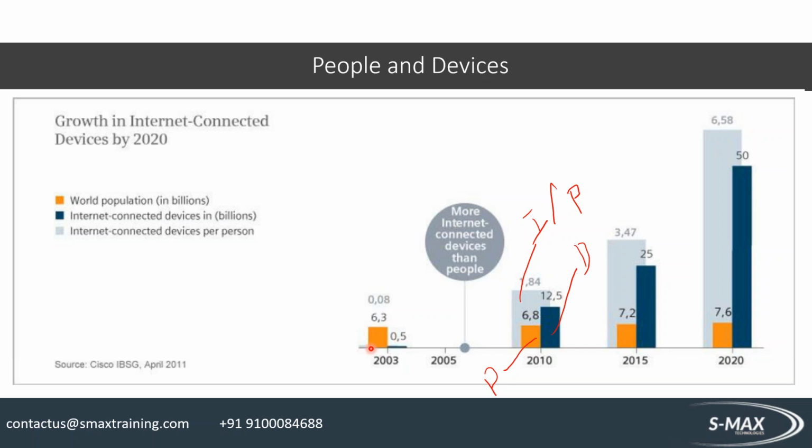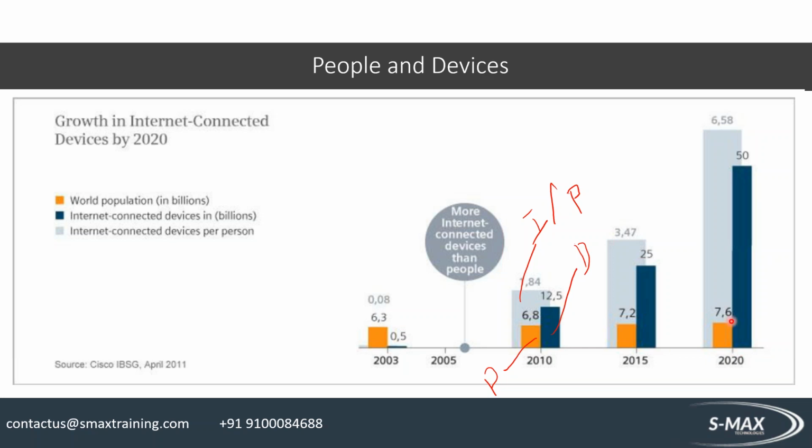Okay, but the devices are very few, and the internet connected devices are far fewer. And in 2015, if you see, the world population is 7.2 billion, but internet connected devices are 25 billion, 3.47 devices per person. So every person has more than 3 devices in the world which are connected to internet.